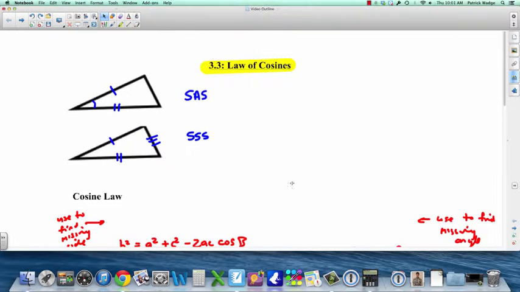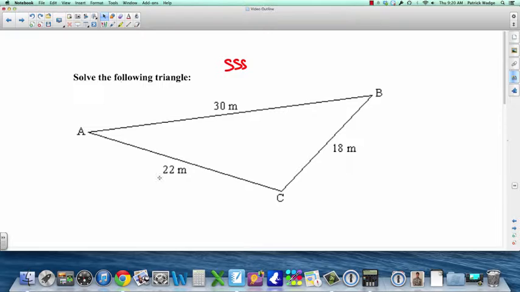And what was the rule when we have an SSS situation? The rule was that we have to find the largest angle first using the cosine law. So we better do that. Find the largest angle first. How do you know what the largest angle is? It's across from the largest side. So because 30 is the biggest side, this is the angle we have to find first. And we're going to use the cosine law for that.